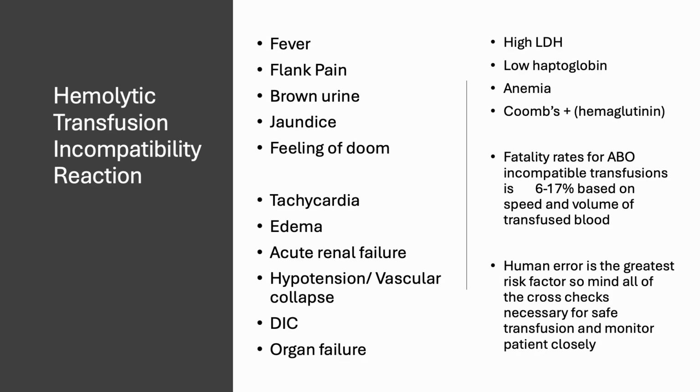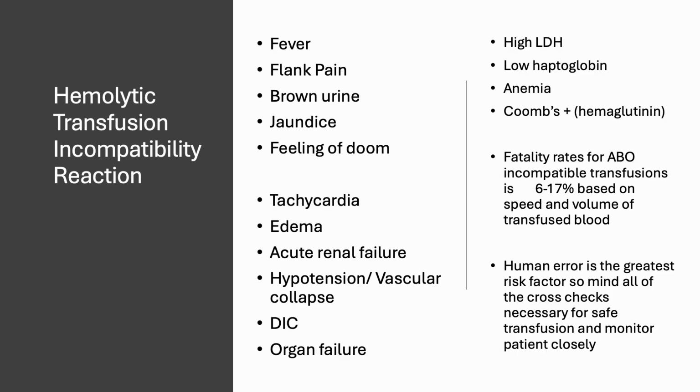Fatality rates for ABO incompatible transfusions is 6 to 17%. And there's some basis to show that the severity is a result of the speed and volume of transfused blood. Human error is the greatest risk factor for transfusion reactions such as these. I mean, they're getting the wrong blood type. So mind all the cross checks that are necessary for safe transfusion and be sure to monitor your patient closely.